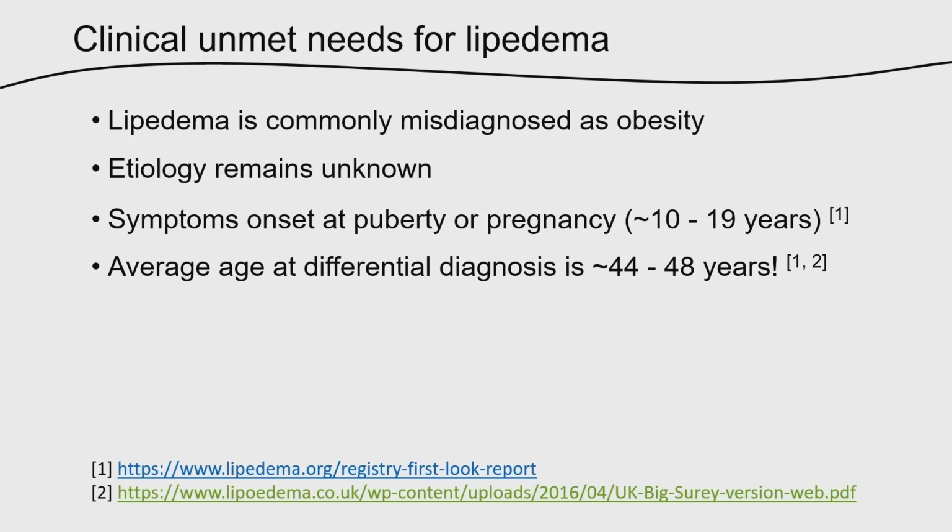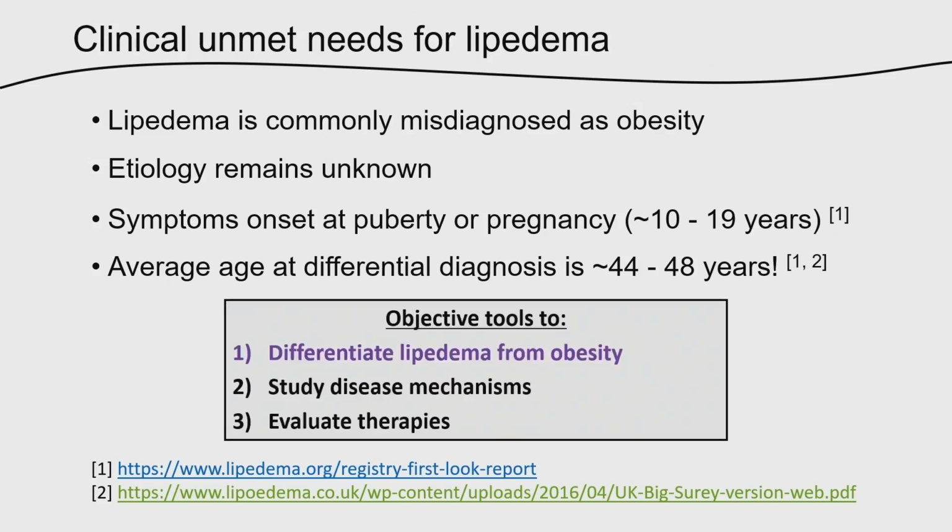And here are some numbers to the problem. Symptoms onset at puberty or pregnancy, but the average age of differential diagnosis isn't until 44 to 48 years of age, and that's a decades-long gap. We put a number of about 20 or 22 years to that, and we'd like to see that number shrink. So we're really after that goal in our lab. So today's talk will address the need for objective tools to help differential diagnosis of lipedema from obesity specifically.